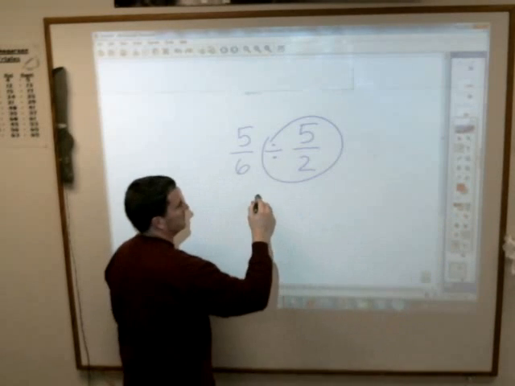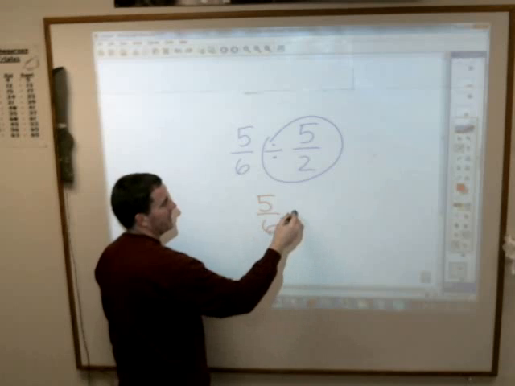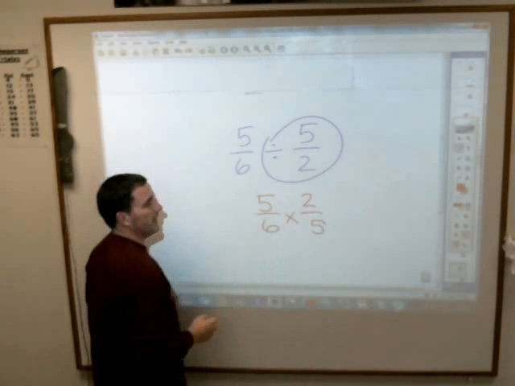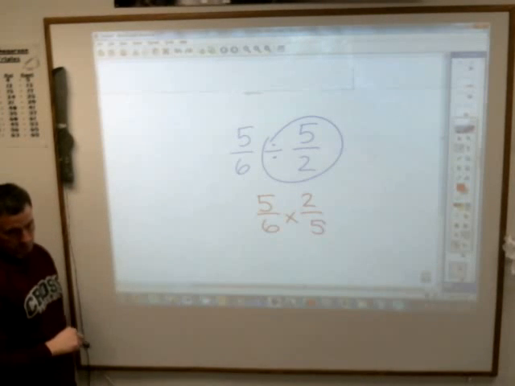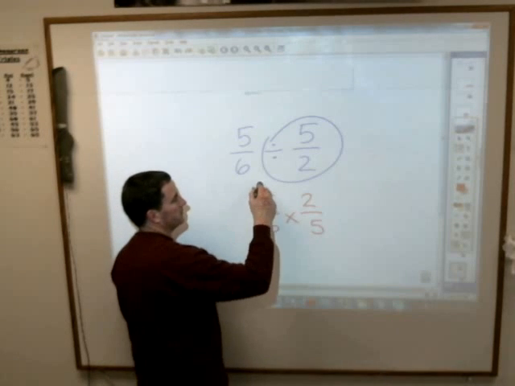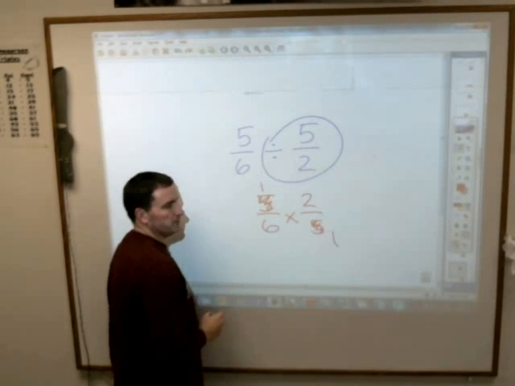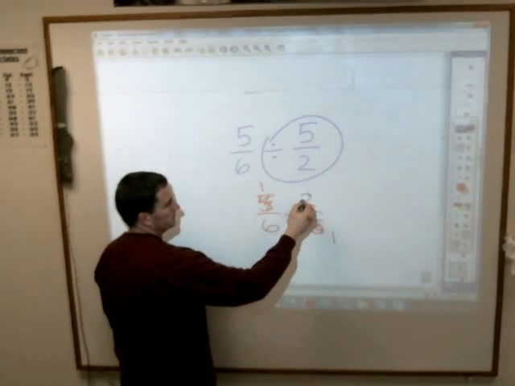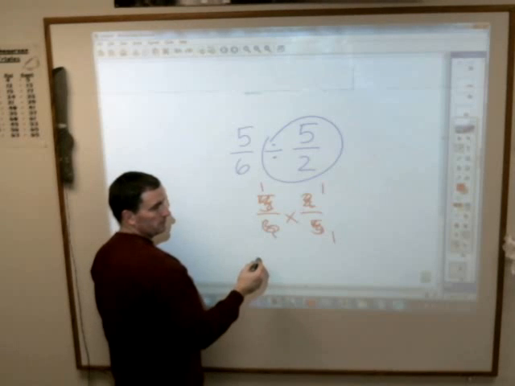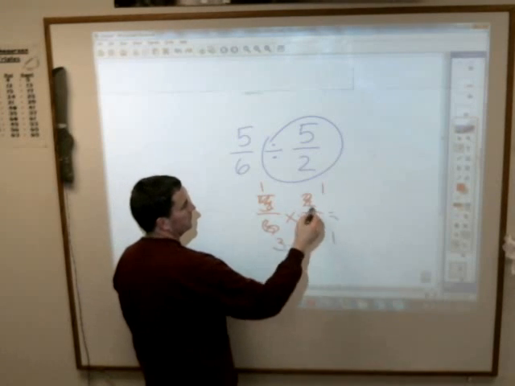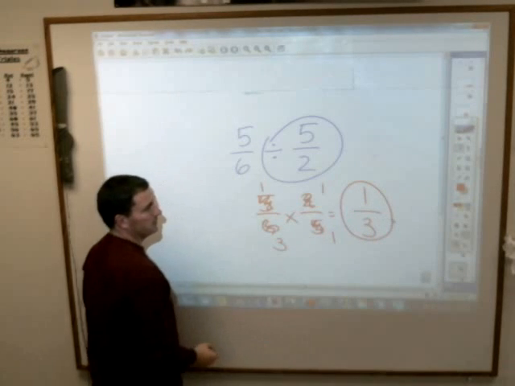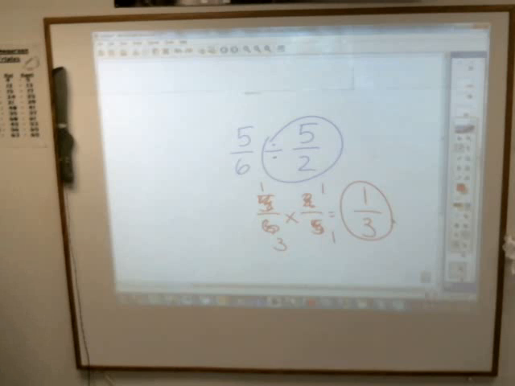So you need to change this into 5/6 times, flip this fraction over, 2/5. And when you do that, what crosses off? Charlie? Yep, both of the 5's cross off because they go into each other once. What about the 2 and the 6, Colton? 2 goes into 2. 2 goes into 6 3 times. What am I left with then? 1 times 1 is 1. And 3 times 1 is 3. So that whole thing ends up being 1/3.